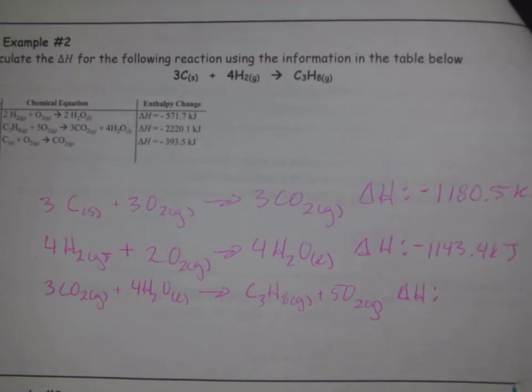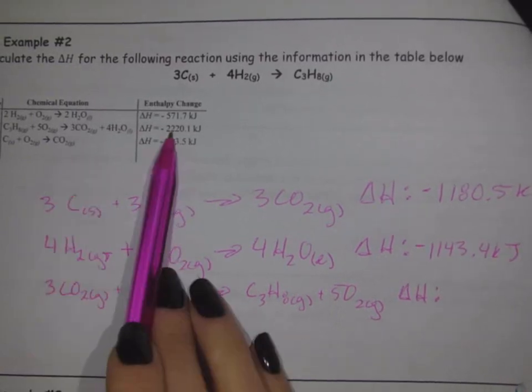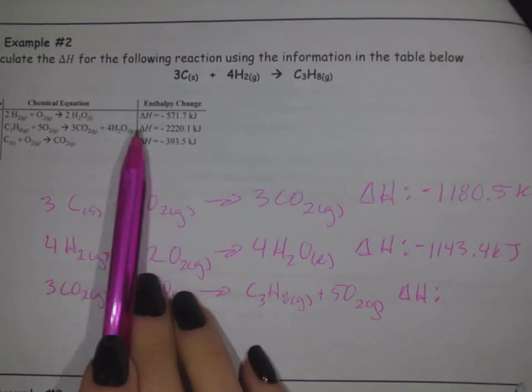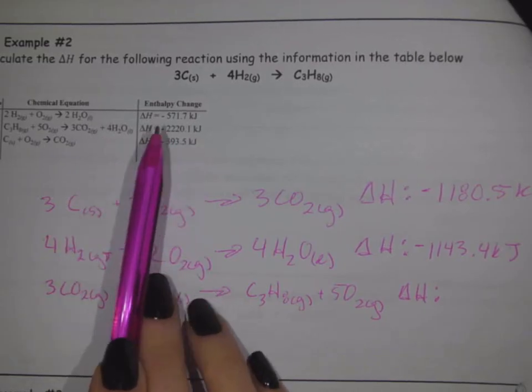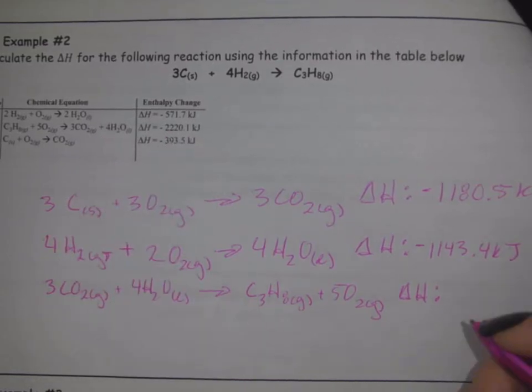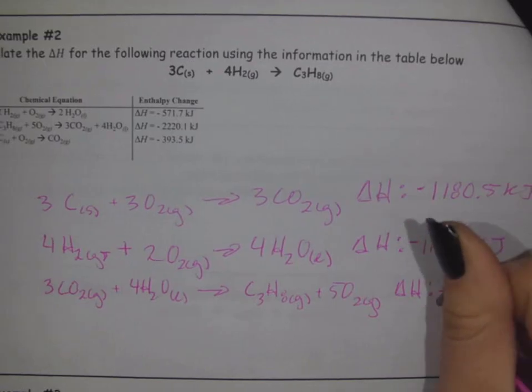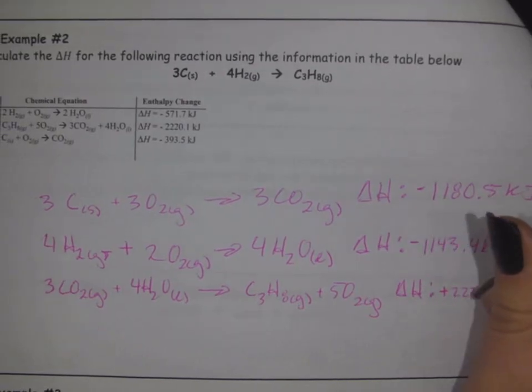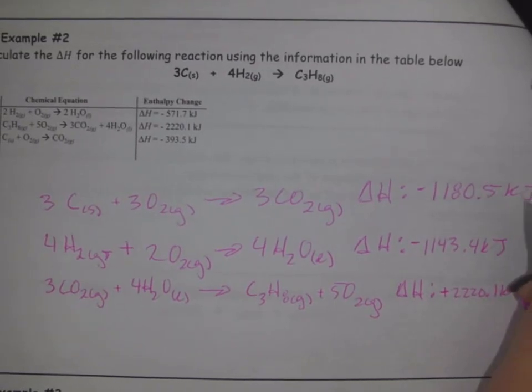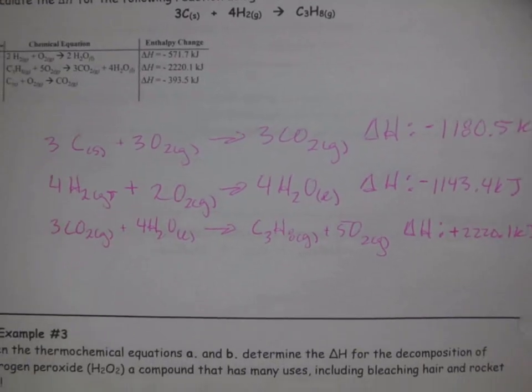Now for my delta H, I didn't multiply this reaction, I just took the inverse. And this is currently a negative, so I'm going to turn it into a positive. So I have positive 2220.1 kilojoules.